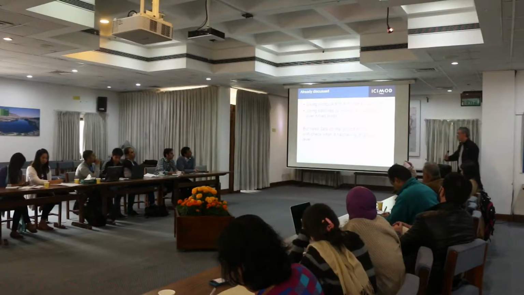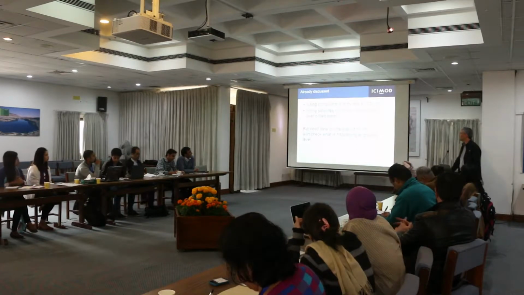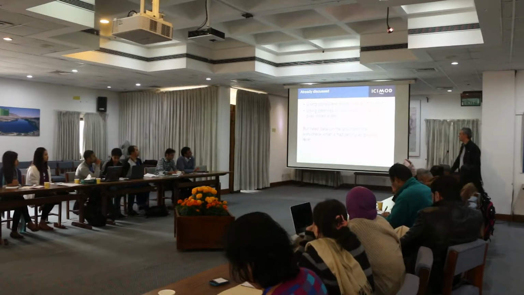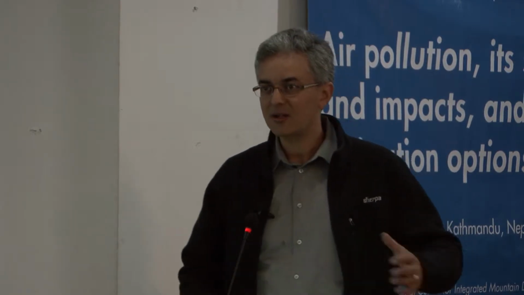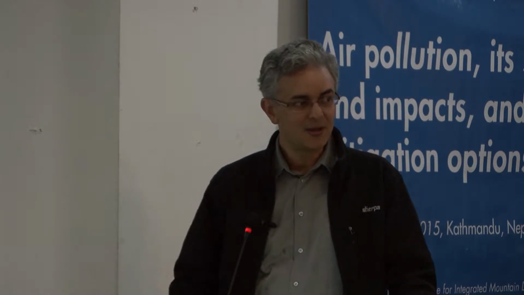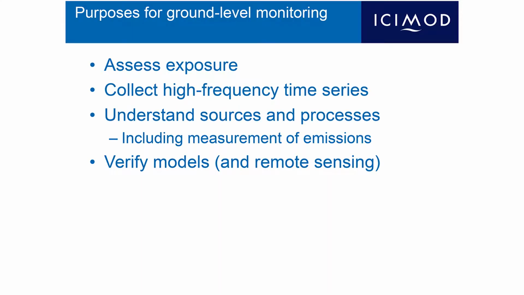there. This morning you already heard a bit about using computers to simulate air pollution and also using satellites to monitor air pollution over broad areas. But data on the ground is still needed to give you a sense of what is happening at the ground level, how that connects with, are the models working properly or not, and also, what you're measuring from satellites, does it make sense or not? So there are several purposes for ground level monitoring beyond that.